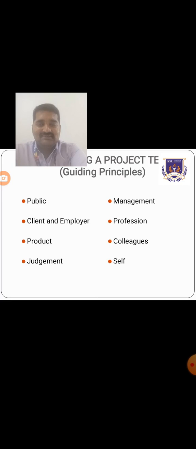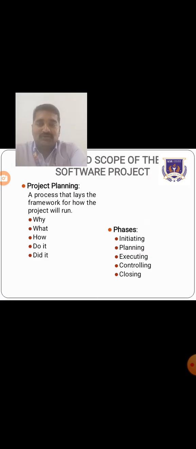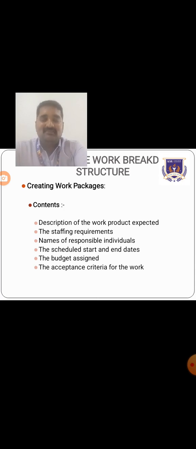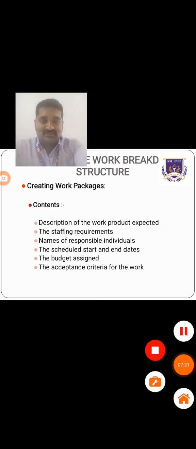Then profession, colleagues, and self-estimation. Project planning: why we are doing that project, what is needed, how we are going to do it, and whether we did it or not. Then various phases like the initiating phase, planning phase, executing, controlling, and closing phases. This is the approach, top down and bottom up, for building a work breakdown structure. And coming to a milestone, you might know that we are keeping track of our progress. This milestone is much needed for evaluation. Then creating the work packages: description of the work, description of the staff, description of the responsibilities given to individuals, then the budget we have maintained, then the acceptance criteria of the work that needs to be done.